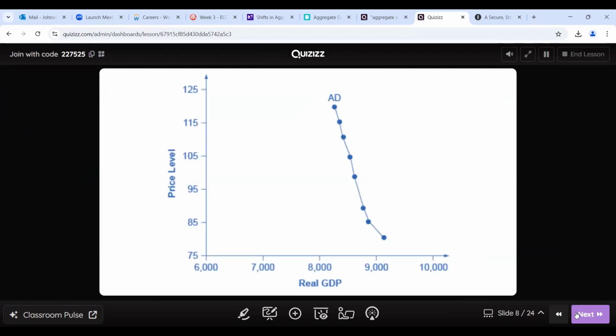So that's key. As you can see here, price is on the y-axis and the x-axis is real GDP. We need a title. That's the one thing that's missing. So as price goes down, quantity of real GDP goes up. While if price goes up, quantity of real GDP goes down in this case for aggregate demand. So that's the graph for aggregate demand here.